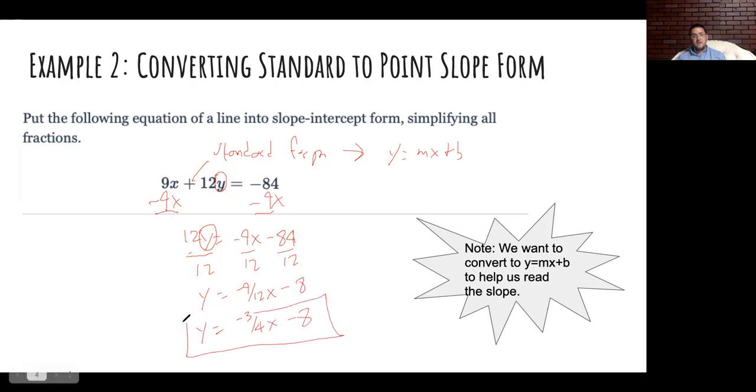And now we have something that we can read. So we can see that the m is negative 3/4. And we can see that the y-intercept is negative 8 as well. So there'll be some problems today where you take the standard form and you convert it into slope-intercept form.